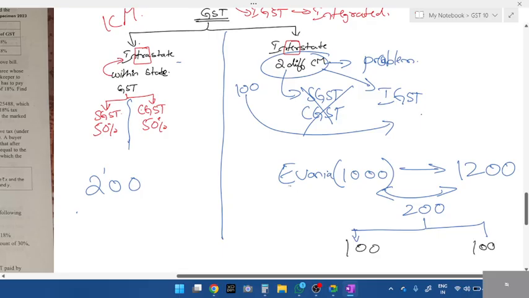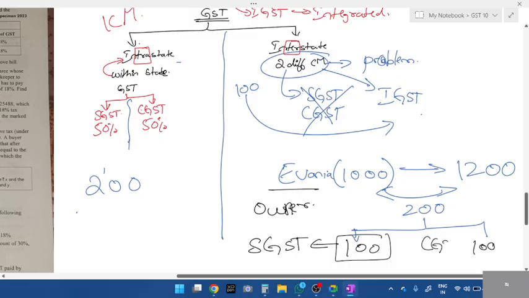As the owner, whoever is selling, he or she is the owner. That owner will pay 100 to the state government, Karnataka, as SGST, and for the central government, CGST, she'll pay 100. Equal.